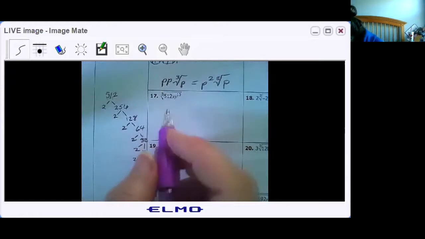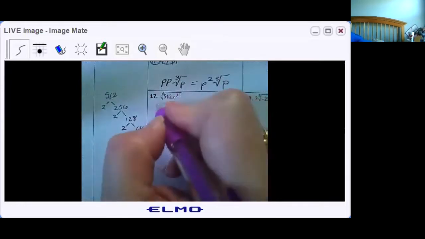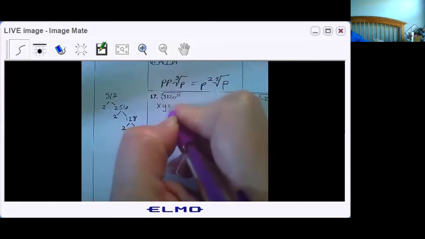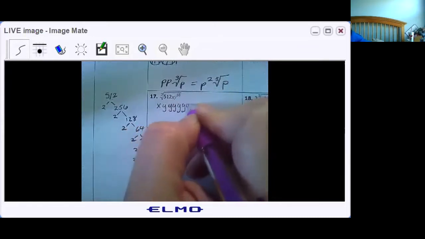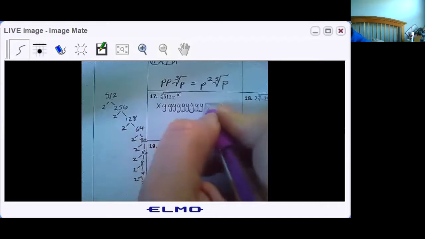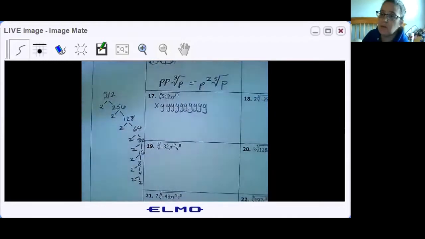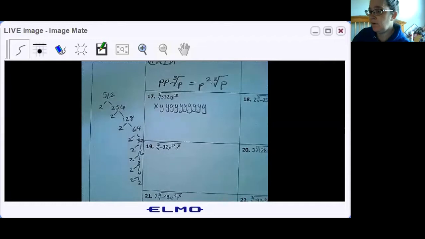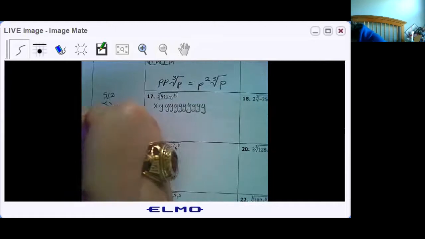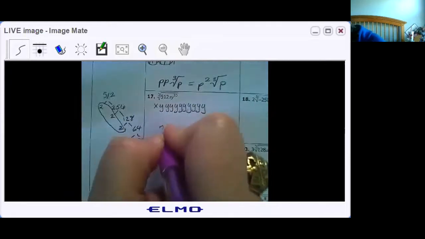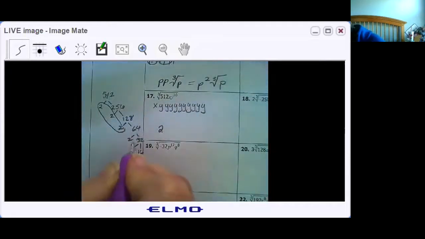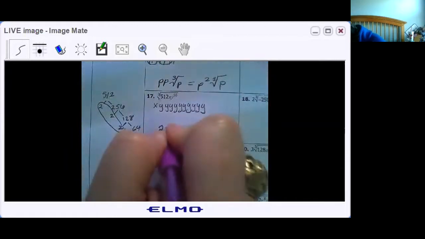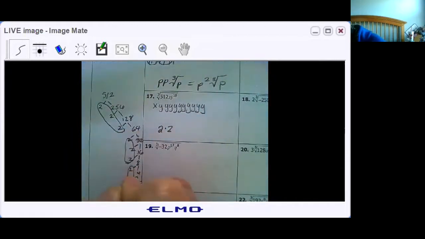All right. And then I have x and y to the 10th. 1, 2, 3, 4, 5, 6, 7, 8, 9, 10. So I'm looking for groups of 3 like factors, 3 pieces that are exactly the same, so I can take 3 from the inside and put 1 on the outside. So there's 1 set of 3 and another set of 3 and another set of 3.